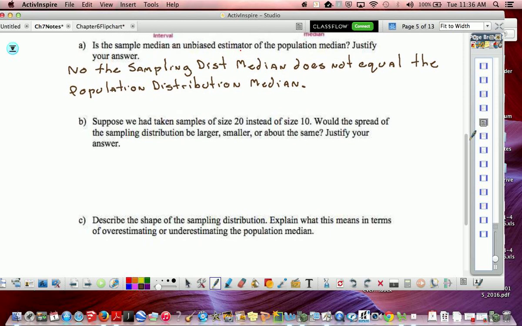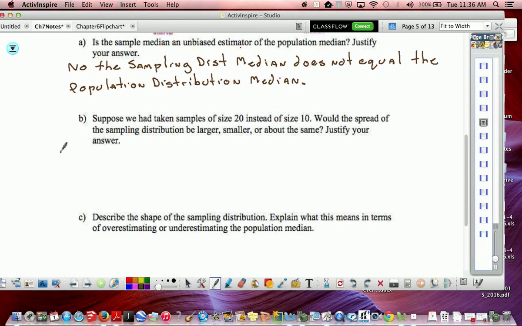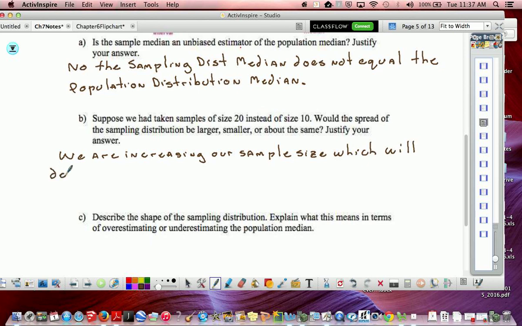If going from 1 to 10 decreases the spread, guess what going from 10 to 20 is going to do? Decrease the spread. So in our case here, we are increasing our sample size, which will decrease our variability, therefore making our spread smaller.